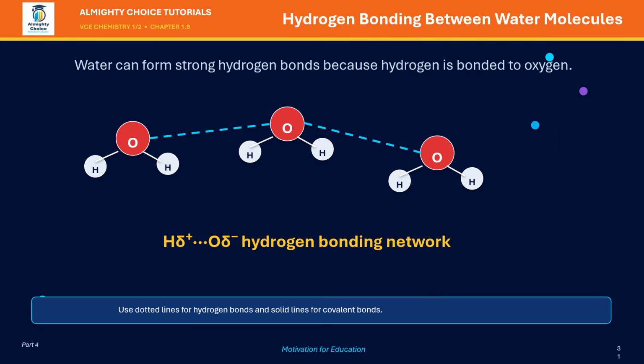Water is a classic example. In each water molecule, hydrogen is bonded to oxygen, so water can form hydrogen bonds. The solid OH lines are covalent intramolecular bonds, and the dotted lines between the water molecules are hydrogen bonds. This network is why water has unusual properties.